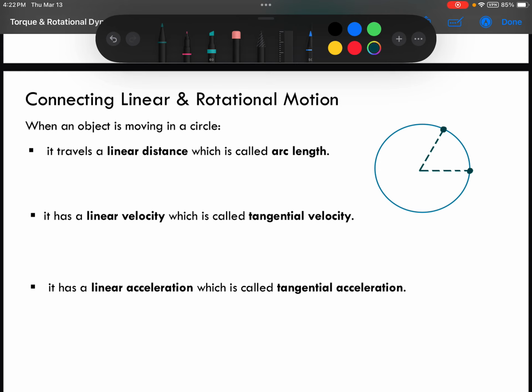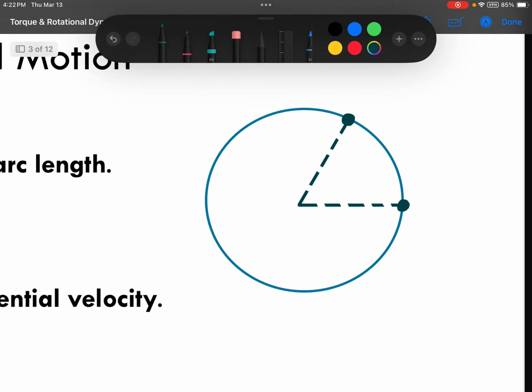So let's look at our object moving on a circle. Let's say it starts at the point on the right and it rotates up toward this higher point. So we know that it's gone through an angular displacement of delta theta. If we think of the linear distance the object has actually traveled to go from point A to point B here, we can trace its path and we can see that that is the arc length.